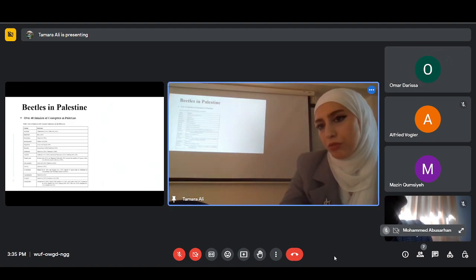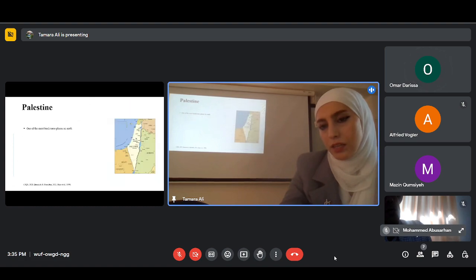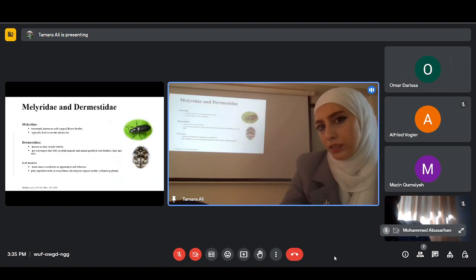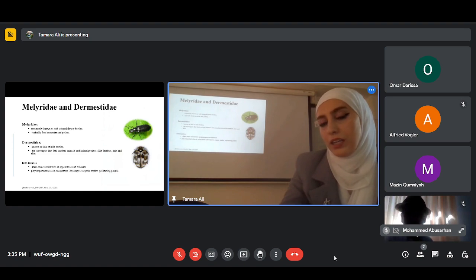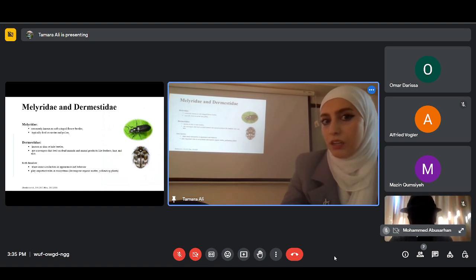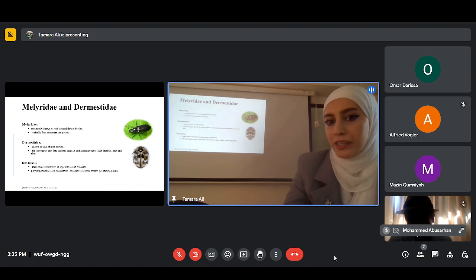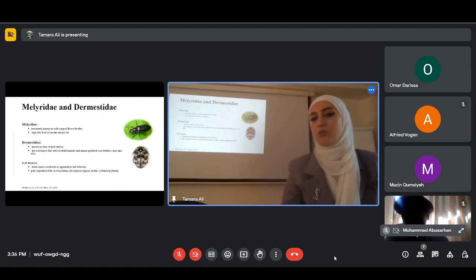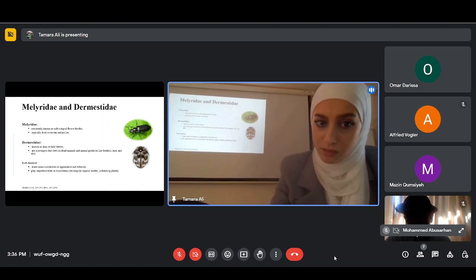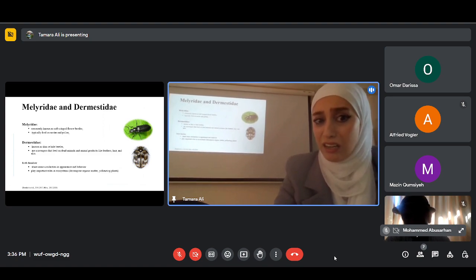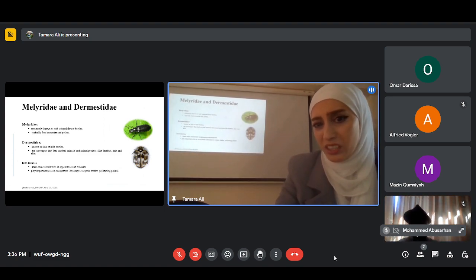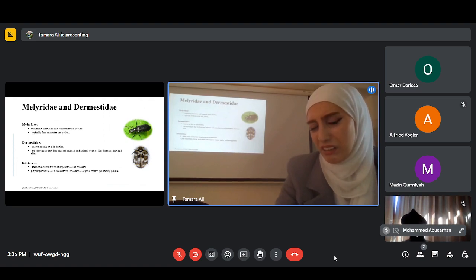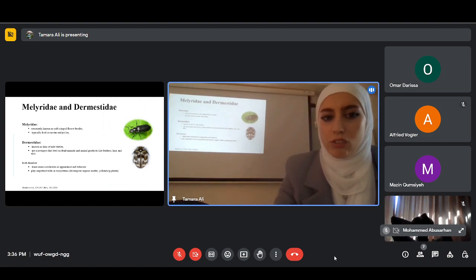As I said before, beetles are different. Like Meliridae, it is found on plants because it is important for pollinating plants. So it is not in the desert, not where the climate is dry. But Dermestidae is found on dead animals and animal products. So we found it everywhere, not on plants, just as scavengers.